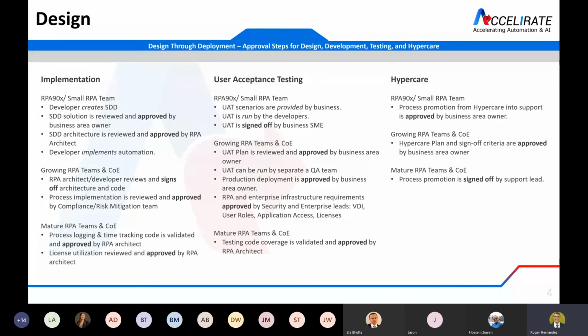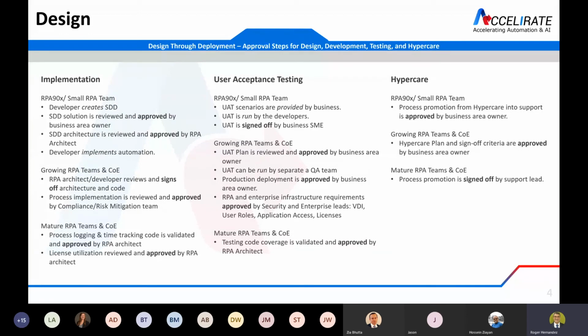Then we move on to the actual implementation, testing, and hypercare of the process. And this is more like a traditional software development flow. There's a ton of gates and a ton of approvals that could happen, and it really depends on how complex your development flow is. Again, when you're starting out, a lot of these things don't apply. As you grow, then you start adding some of these gates and checks to comply with your organizational requirements.